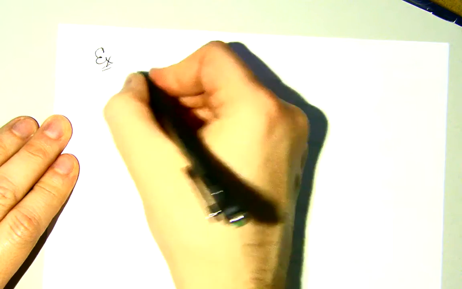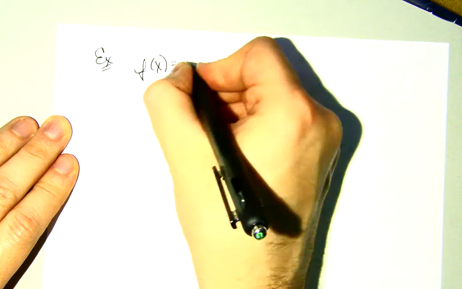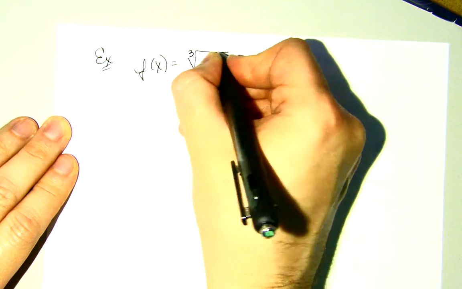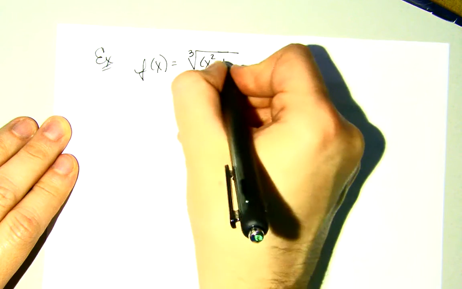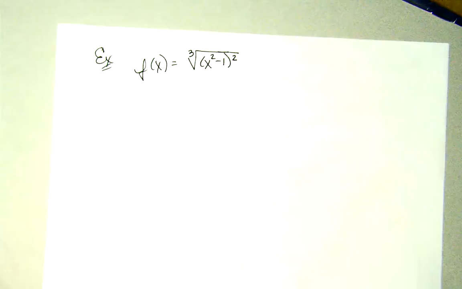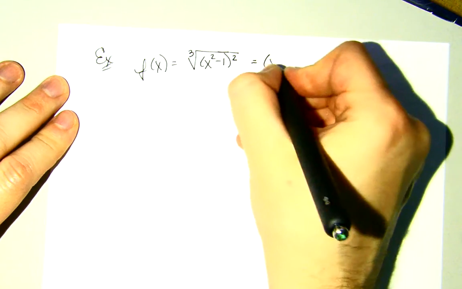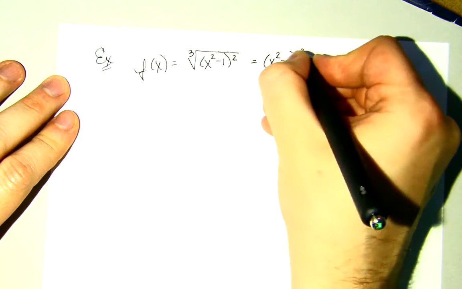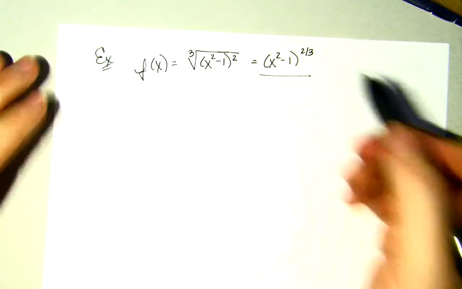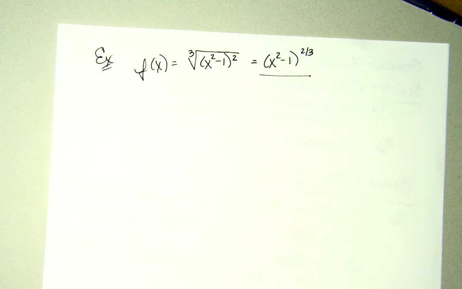Making these a little bit tougher. Let's say f of x equals the cube root of x squared minus 1 squared. How can you make this look prettier right away? Maybe not prettier, but better for us to do a derivative. You can do x squared minus 1 to the... How about you go find the derivative of that thing? Now it's written in a good way that we can go use chain rule.